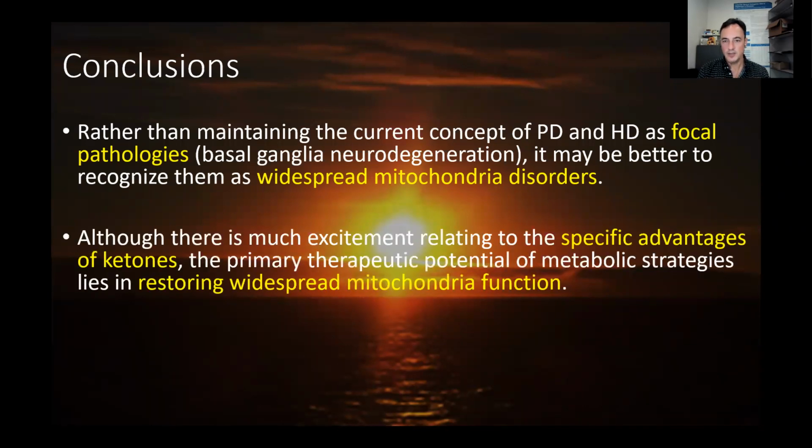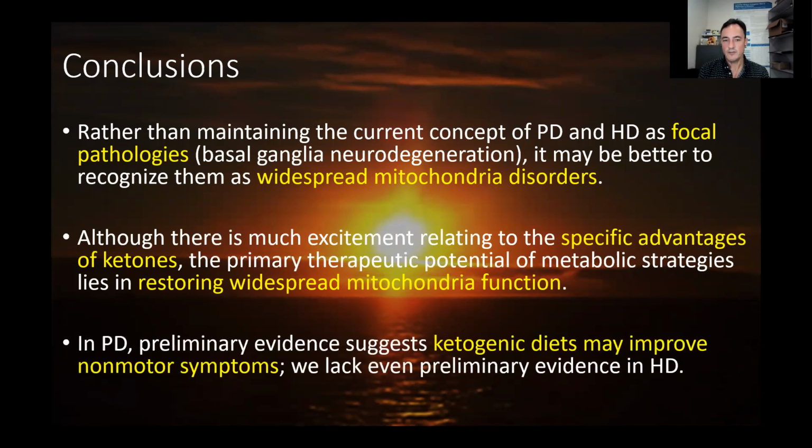Now, there's a lot of excitement about the specific advantages of ketones. They do exist, but in my opinion, they are just the tip of the iceberg with respect to the primary therapeutic potential of metabolic strategies, which is in restoring widespread mitochondria function. That's the A game when it comes to these things. In Parkinson's, there's preliminary evidence suggesting keto diets may improve non-motor symptoms. Unfortunately, we lack even preliminary evidence in Huntington's.